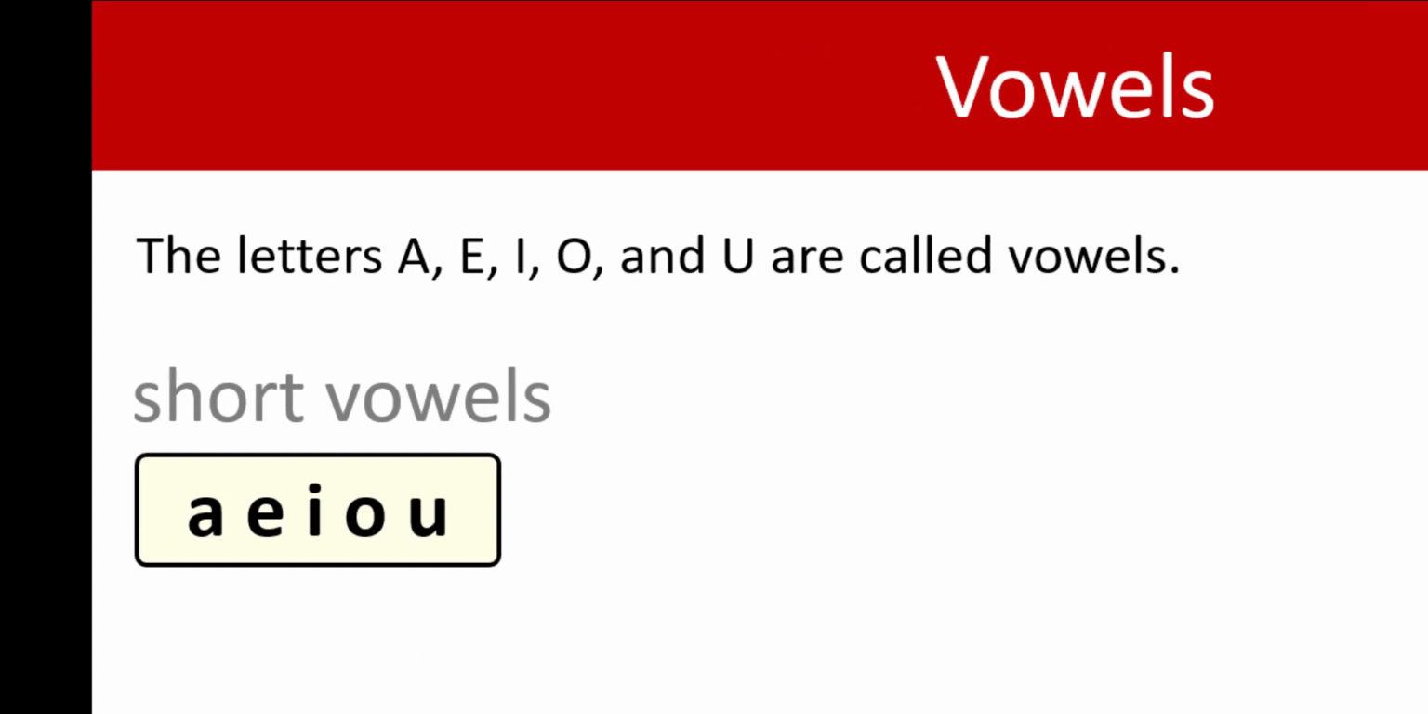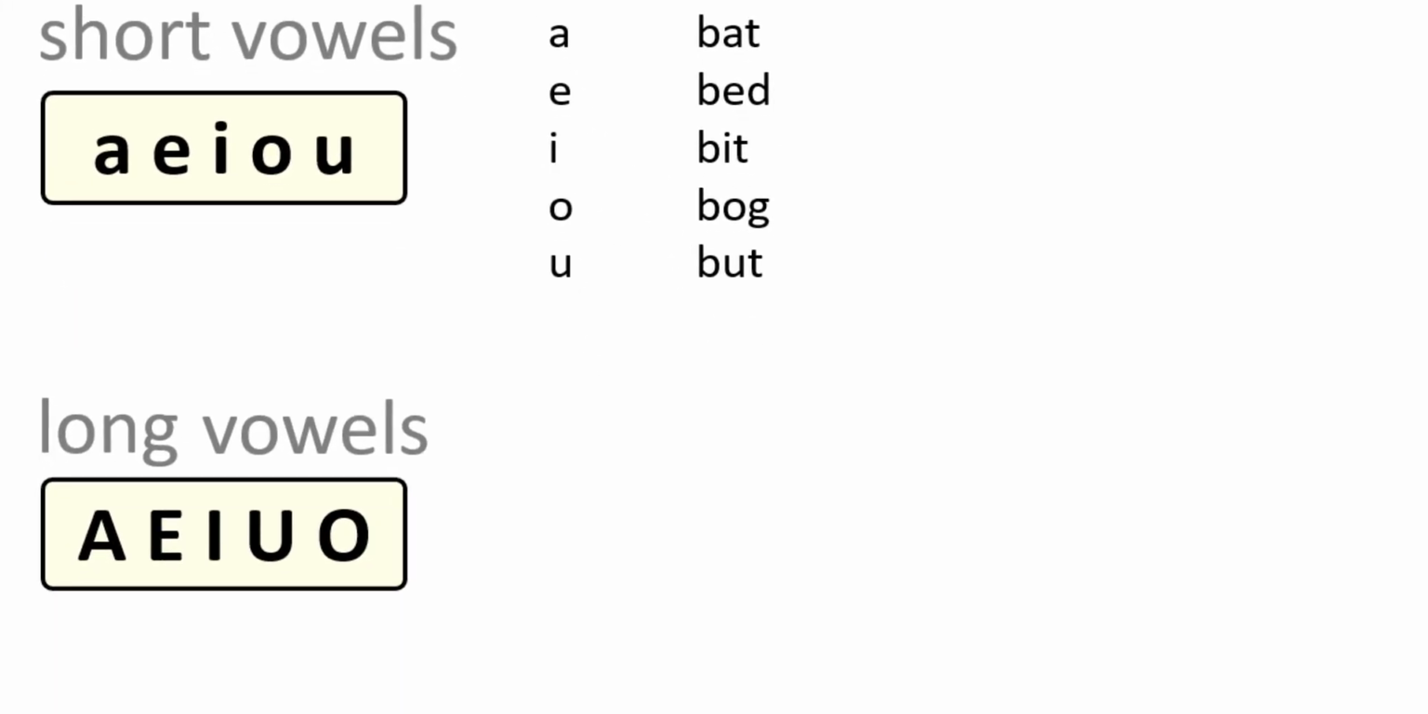So the short vowels are A, E, I, O, U, as in bat, bed, bit, bog and butt. And the long vowels are A, E, I, O, U, as in haze, he, high, hope and human. So that looks like you could learn that pretty easily. But welcome to English. In English, vowels can be all sorts of different sounds.